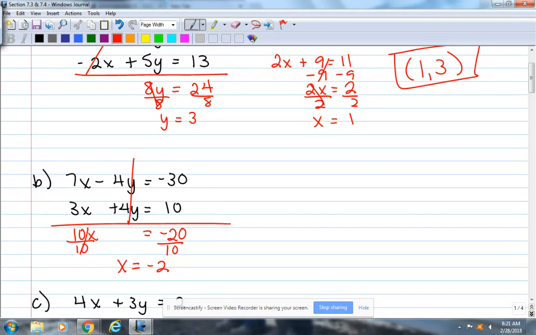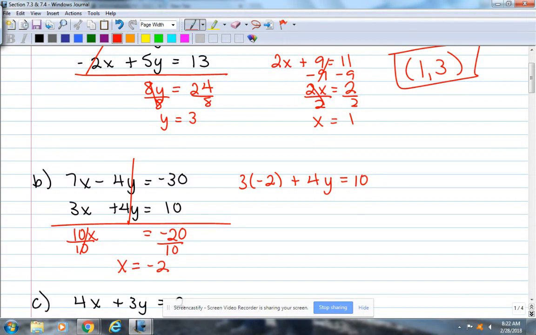How do I get y? Plug it back into one of the original equations. Do y'all want to use the top equation or the bottom equation? Yeah, I like to pick the ones that have smaller numbers, because it just looks a little simpler. So I'm going to use the bottom one. So where they have an x, I'm replacing it with a negative 2.